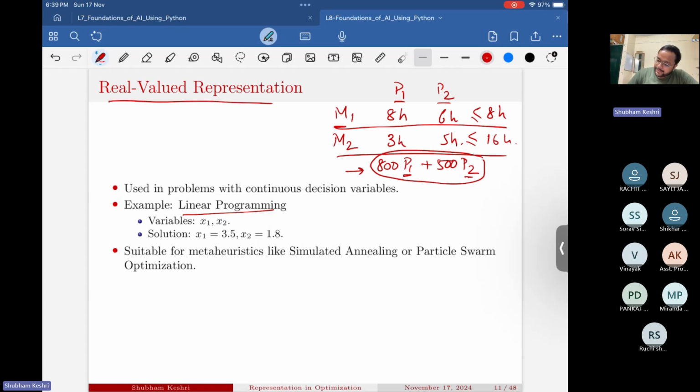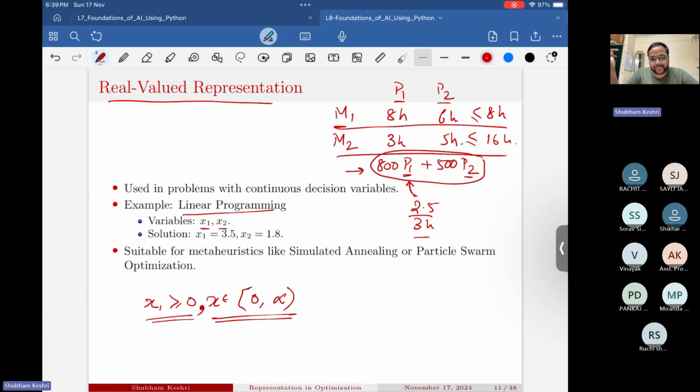The thing I am telling you is that, suppose you think of these products as some kind of lotion. It is in liters, so you can have 2.5 liters, 3 liters or something like that. So these are real valued numbers, right? So P1 and P2, which I have represented as X1 and X2, can take any real values. So those are also representations. So you are saying X1 is greater than or equal to 0. It means it can take any value between 0 and infinity. So this is equivalent to writing X belongs to 0 comma infinity, right? So this is one representation, real valued representation.